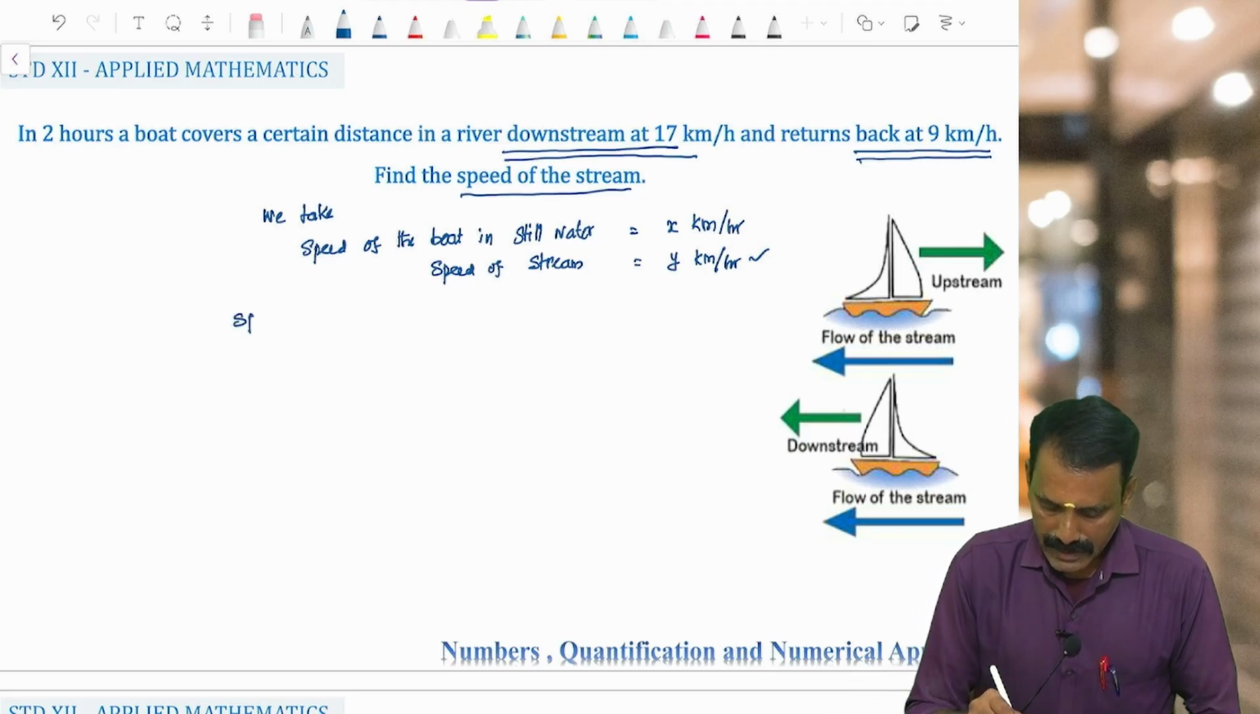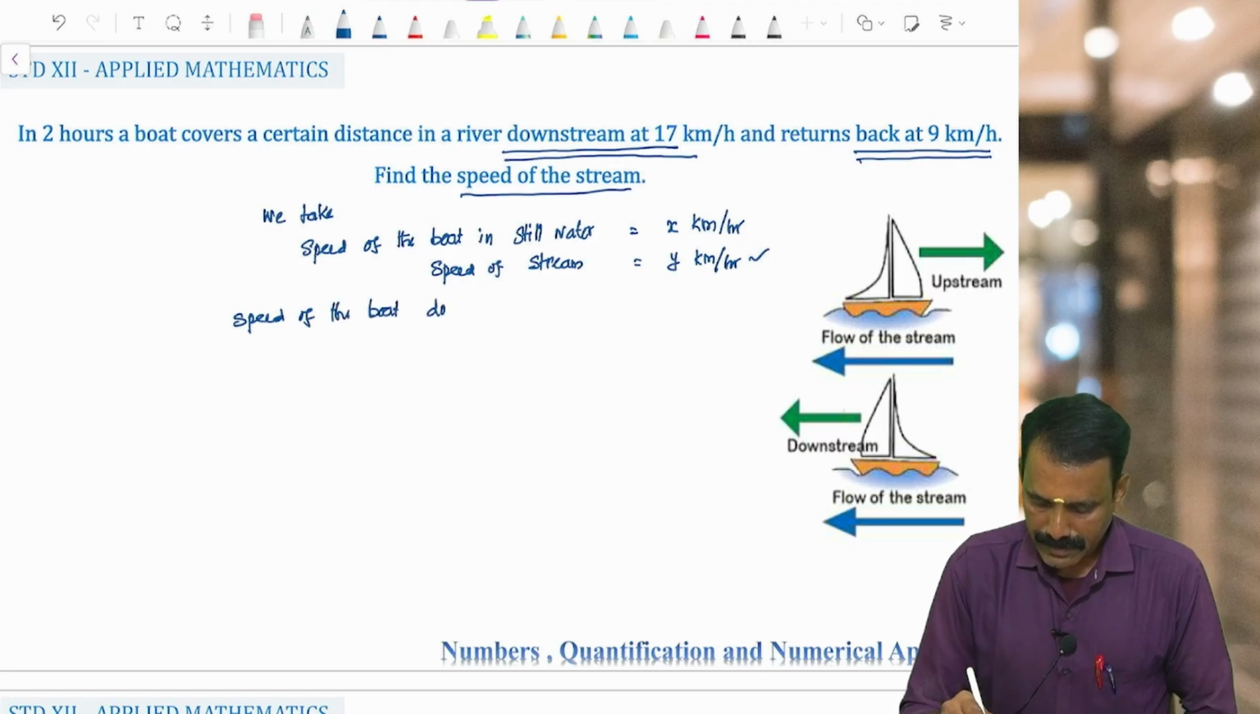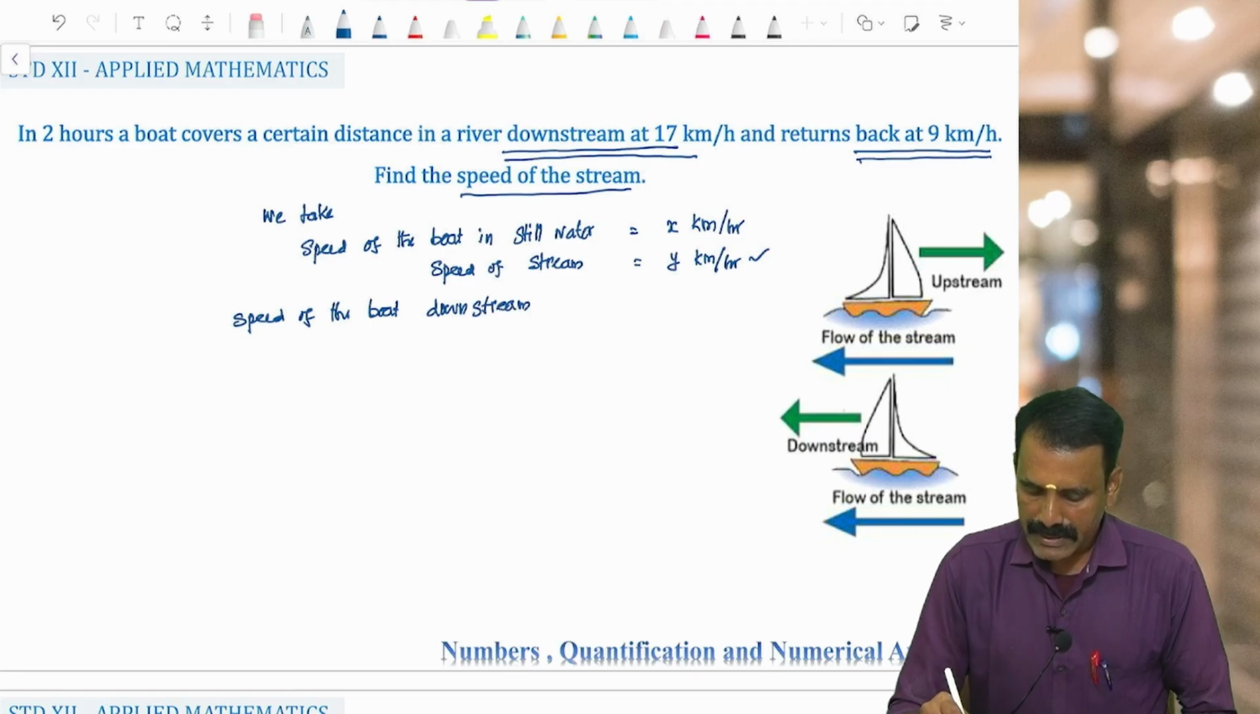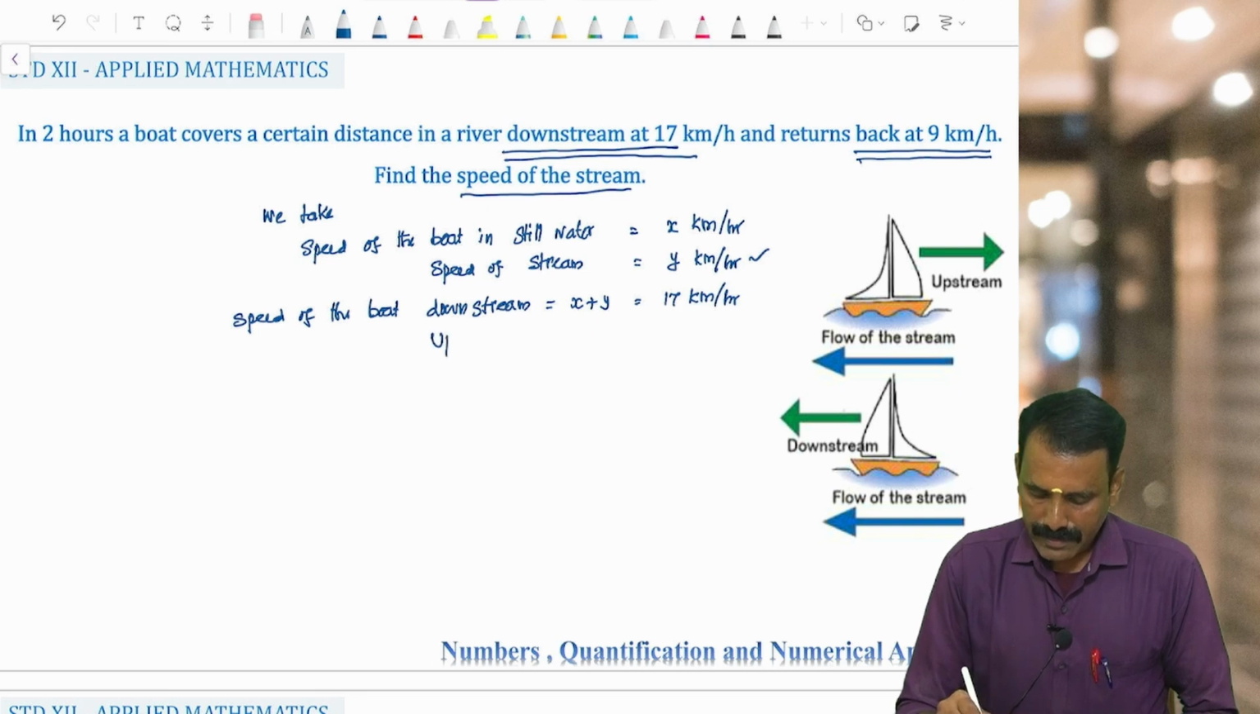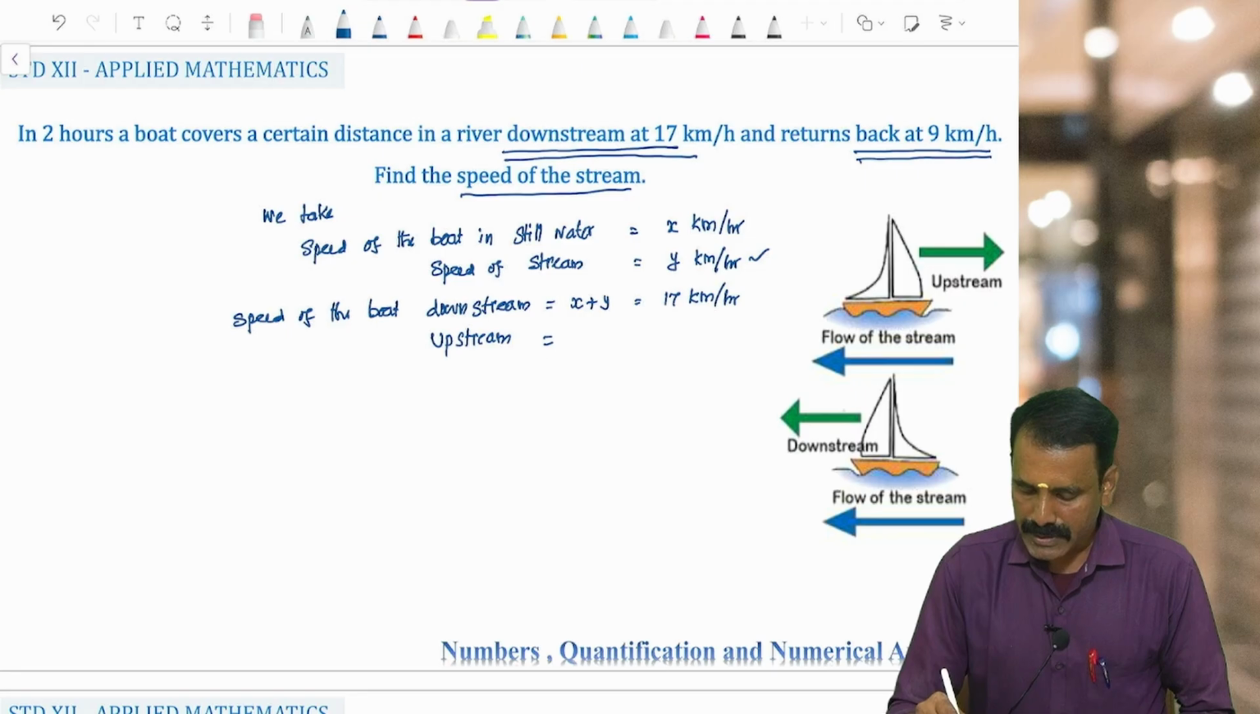So we take speed of the boat downstream. When it goes downstream, the speed increases. So we take x plus y is equal to 17 km per hour. Upstream, when the boat goes upstream, the speed reduces. So we take x minus y, that is given to be 9 km per hour.